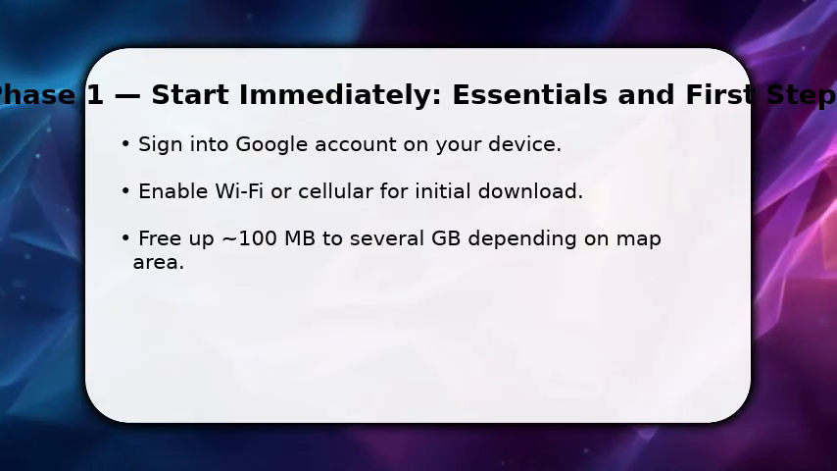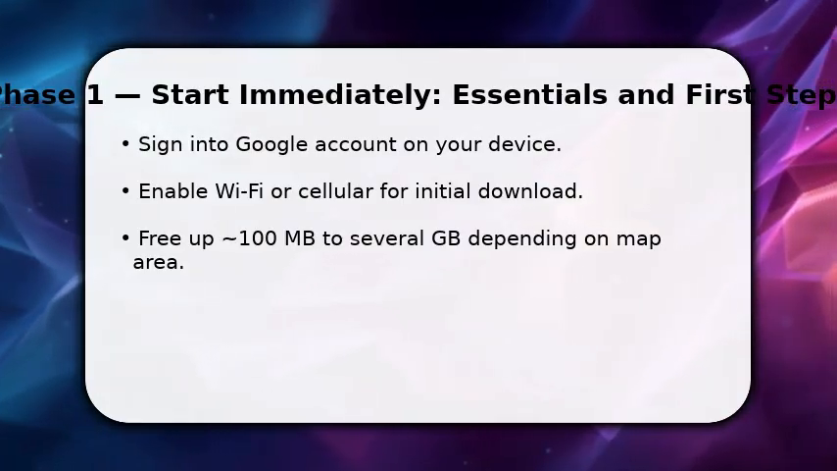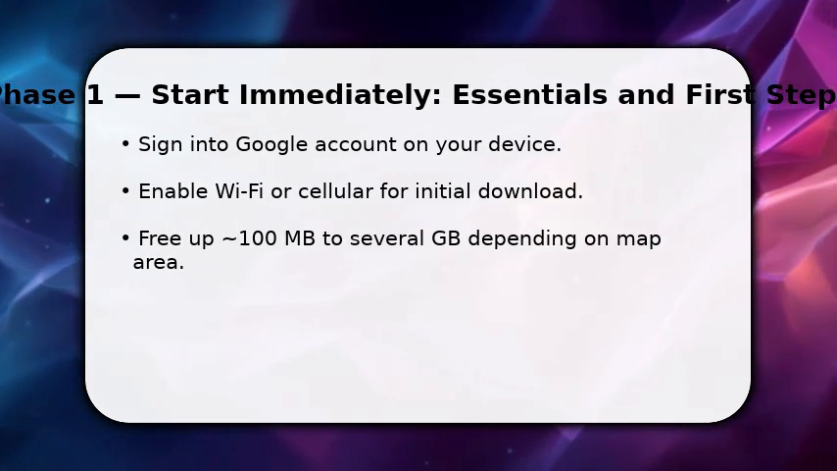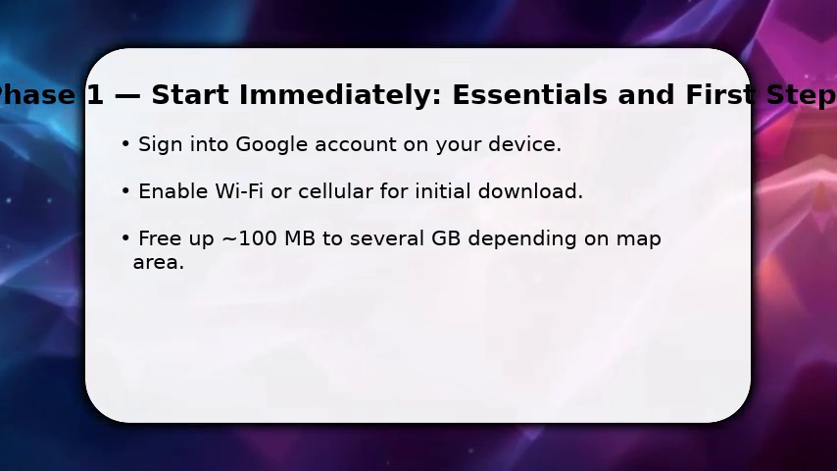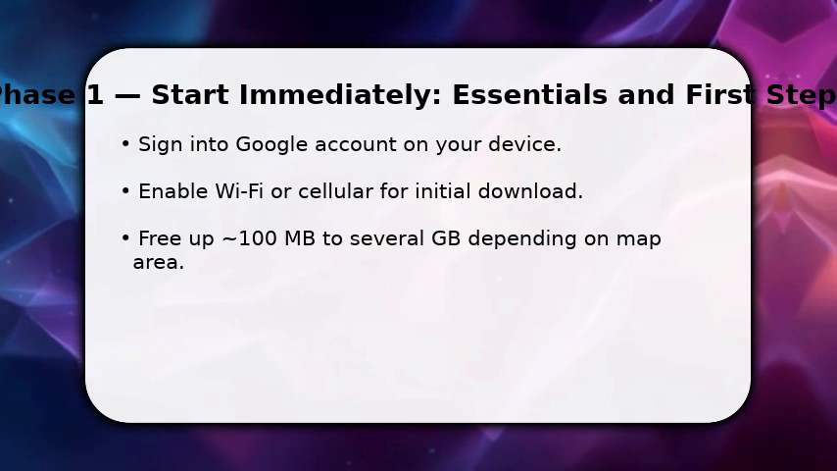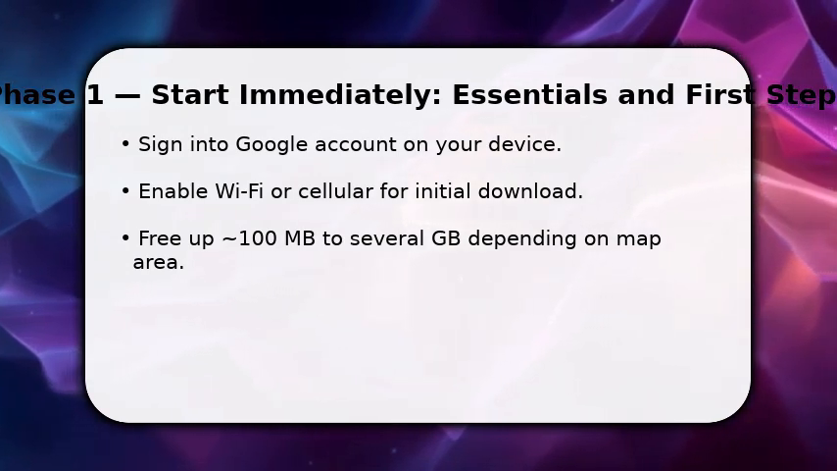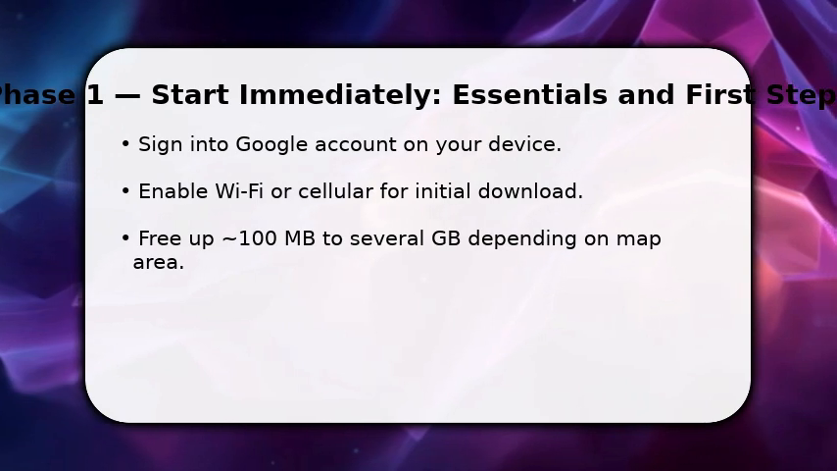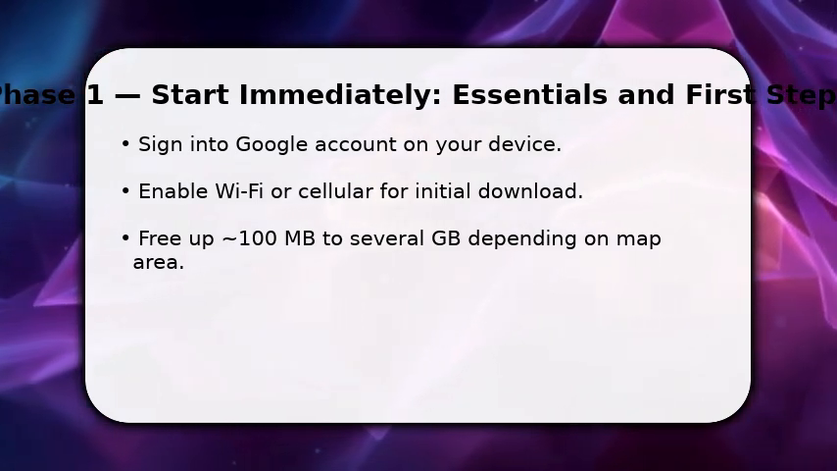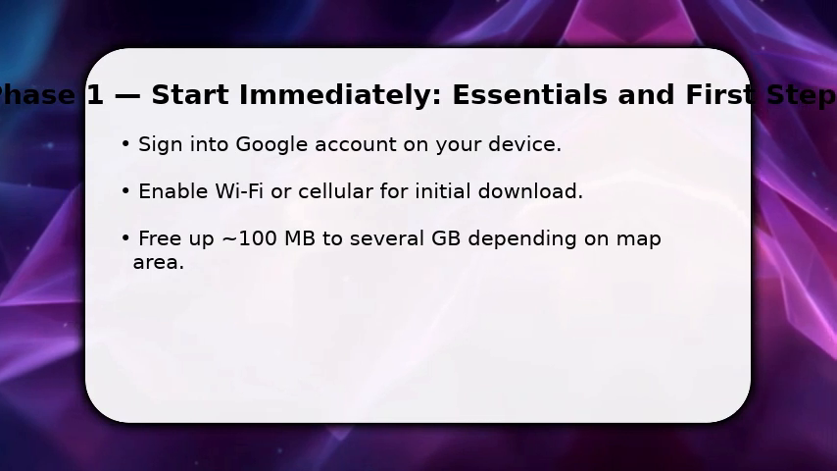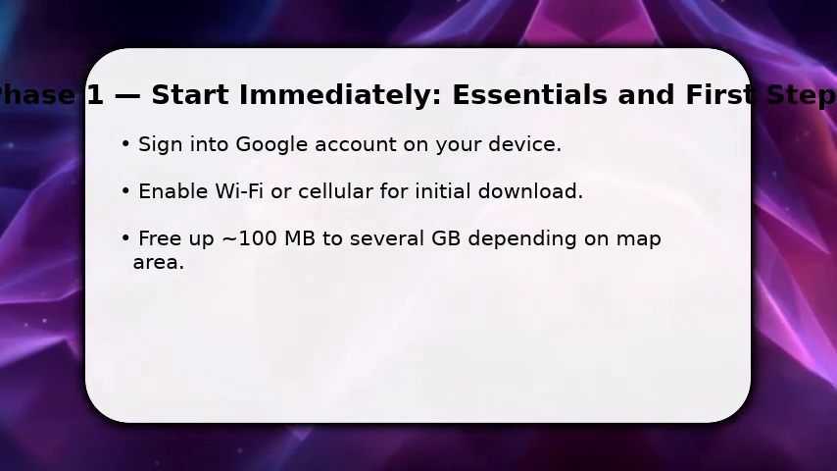You start by opening Google Maps and signing into your Google account. This links saved areas. Tap the profile icon, then choose Offline Maps. Once there, select your own map to begin defining the area. Drag and pinch to include the region you need. Larger areas require more storage.